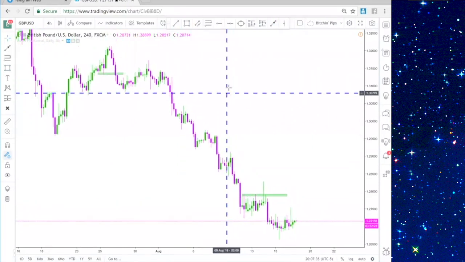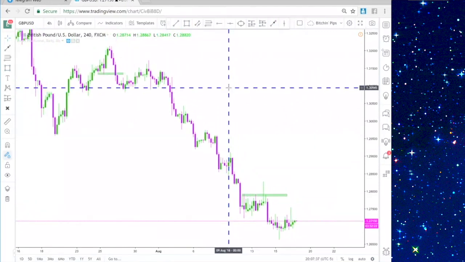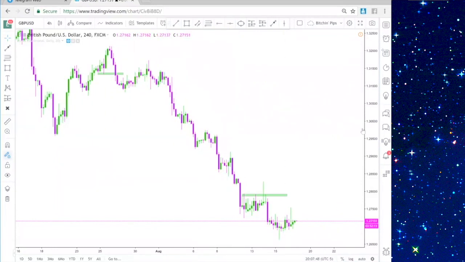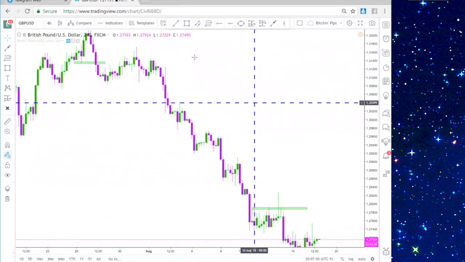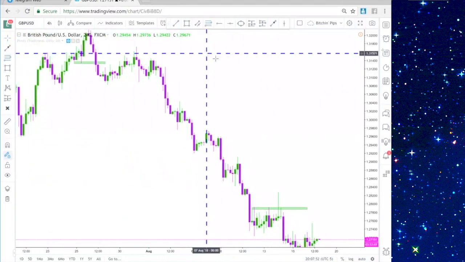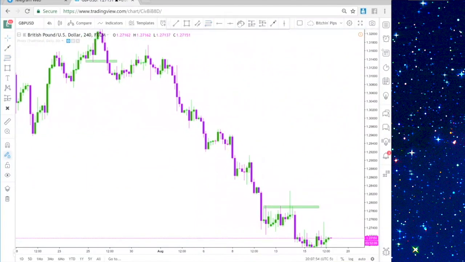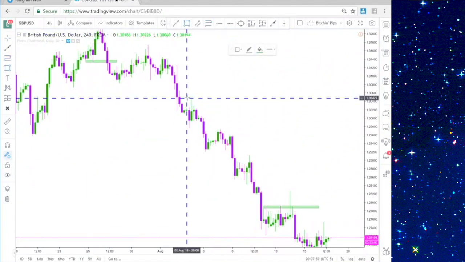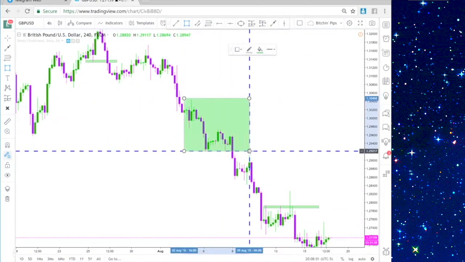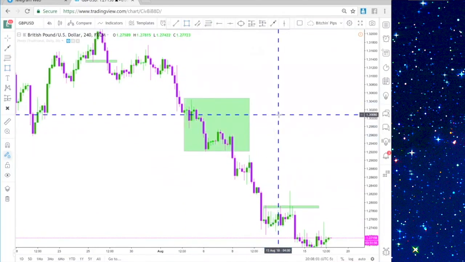So when you want to look at continuations, fibs work really well with continuations. You can't really use fibs on market reversals. So fibs are really great for market continuations. All right, so we've been bearish this whole time, right? And if I wanted to use fibs in this area, does anyone know how I would draw those? Someone tell me.